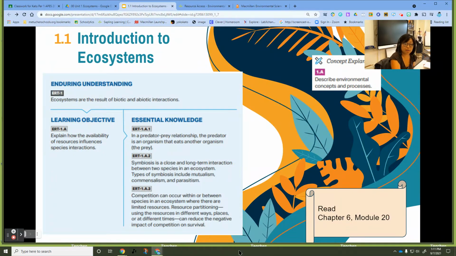Now, this I just screenshotted from the CED for topic 1.1. Here's your enduring understanding and your learning objective, which is to look at what influences species interactions and what some of these species interactions are. You should use this essential knowledge almost like a checklist of things that we covered. But don't ever think that this is all the information you need for this topic, because you do need to be able to give some examples, understand the relationships, and be able to describe and explain and things like that.